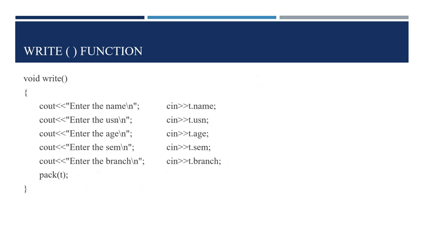So let us see what is to be written in a file. Void write. Void means it will not return any value. Once the write function is called, the user is asked to enter the name, and that will be stored. Then the USN, age, semester and branch details of the student are read, and once the data is read, the pack function will be called.